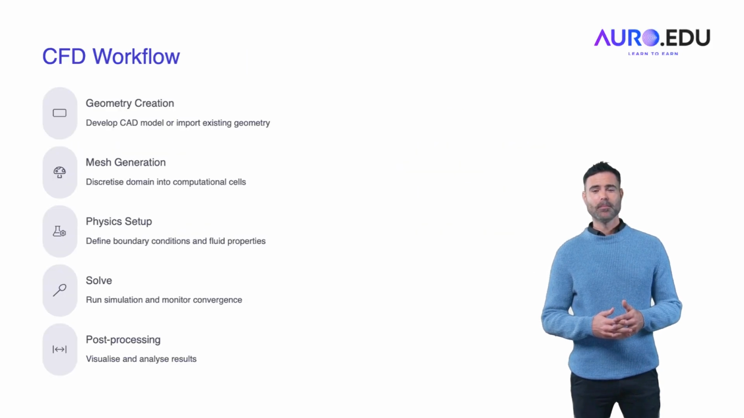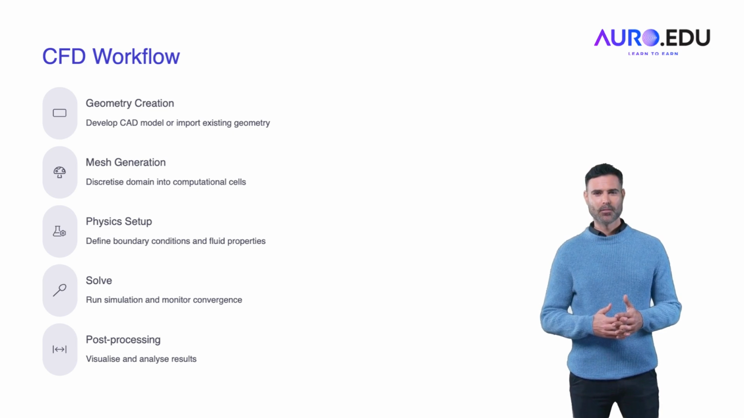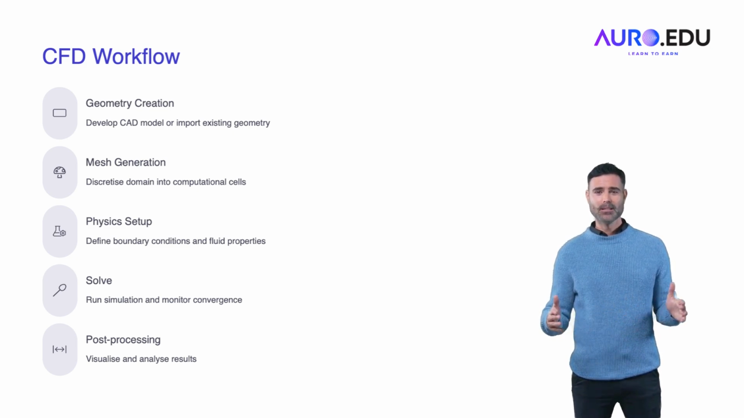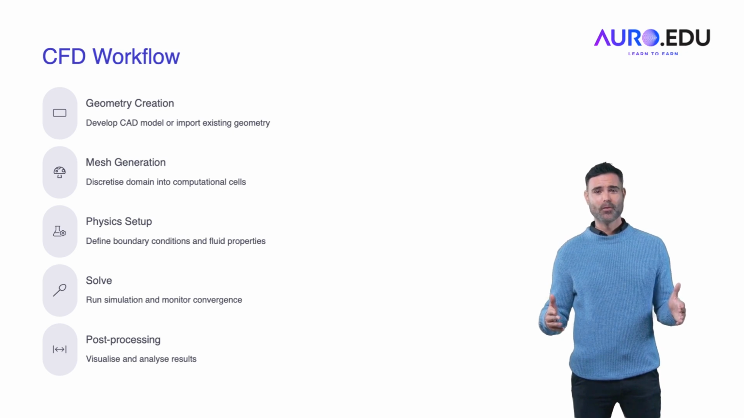CFD workflow. The CFD workflow involves several key steps to ensure accurate simulation results. Geometry creation. The first step is creating a CAD model of the structure, such as an aircraft wing or fuselage, which will be analyzed. The geometry can either be created from scratch or imported from existing designs. Mesh generation. The geometry is discretized into smaller computational cells, forming the mesh. A fine mesh is critical around regions with high gradients, such as boundary layers and shock waves.